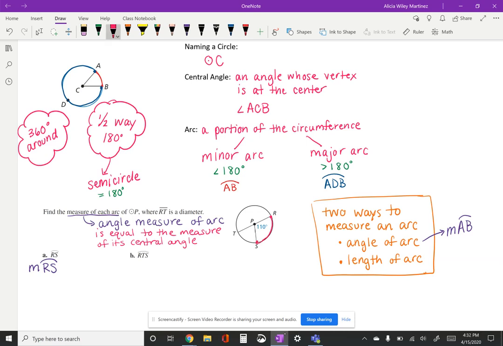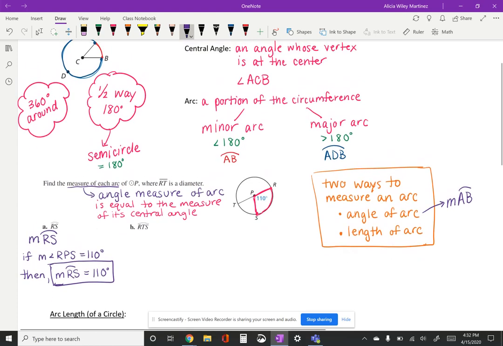So you can see that from R to S, we have this angle right here. They tell us that that central angle is 110 degrees. So if the measure of angle RPS equals 110 degrees, which it is, then we know that the minor arc that it's related to, the measure of arc RS, is also equal to 110 degrees. No work involved. That is your final answer.